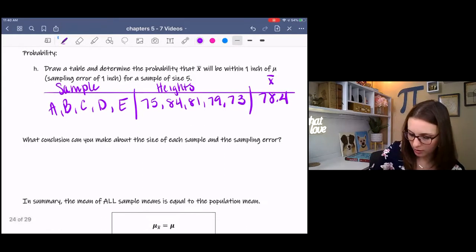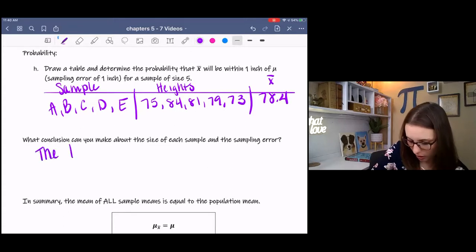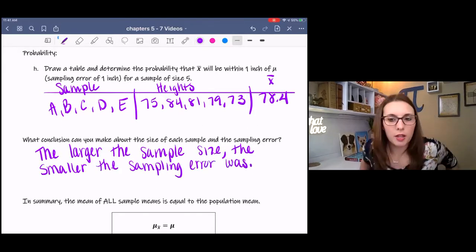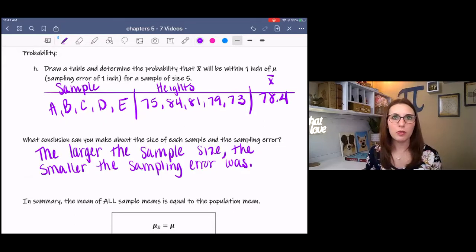So what was happening was, the larger the sample size, the smaller the sampling error was. Or you might have said, the larger the sample size, the higher the probability that the sample means would be within the 1 inch error.